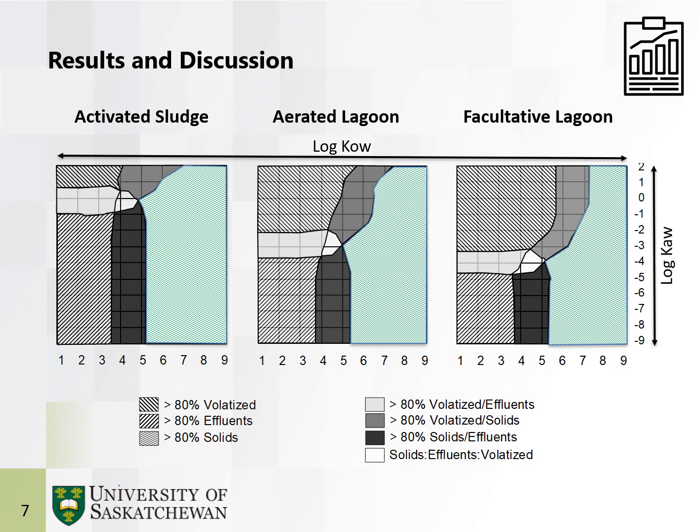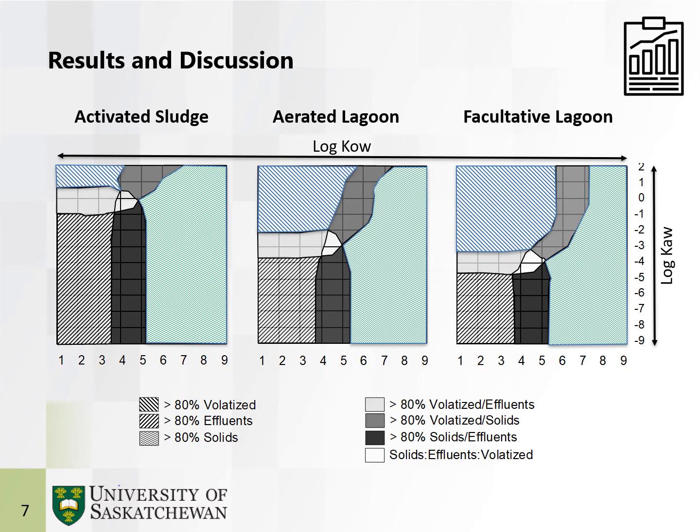For activated sludge processes at higher air-water partitioning coefficients and high octanol-water partitioning values, chemicals will remain sorbed due to small process surface area and shorter residence times, while for both lagoon types, sorption decreased for more volatile chemicals, given the higher surface area and residence times in these systems.